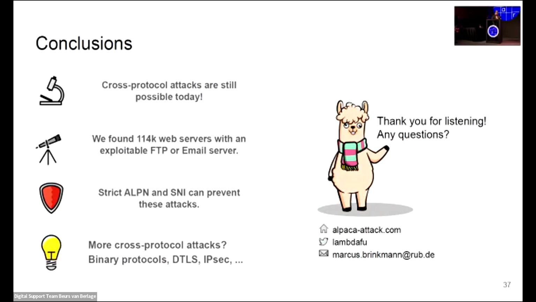I will summarize shortly. The cross-protocol attacks are possible. We have identified 114,000 servers that can actually be exploited. And we have recommended strict ALPN, and there's another extension, SNI, that can help a bit, that can prevent these attacks for all protocols and all scenarios. So what's left to do? There could be more cross-protocol attacks on other protocols, and there are also other security layers like DTLS and IPsec, which we have not looked at.